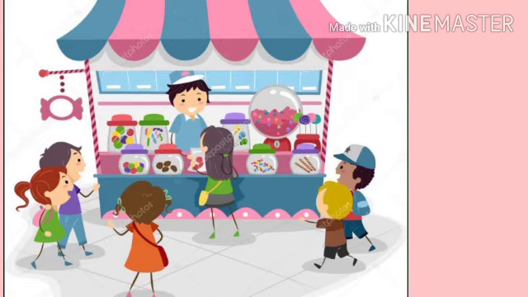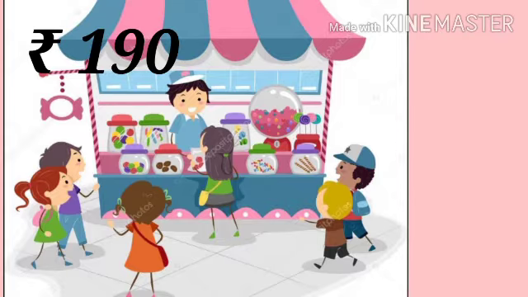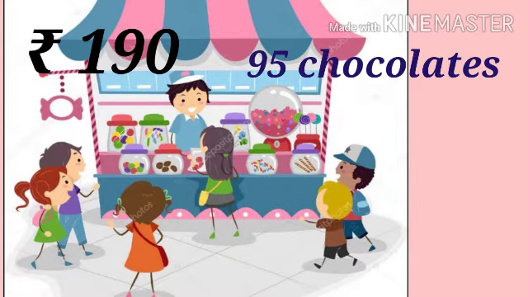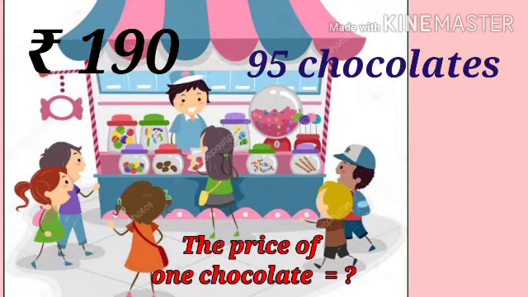Let us see another situation. Jayashri wants to share chocolates among her friends on her birthday. She had ₹190 in her piggy bank. If she could buy 95 chocolates with that amount, then what is the price of one chocolate?